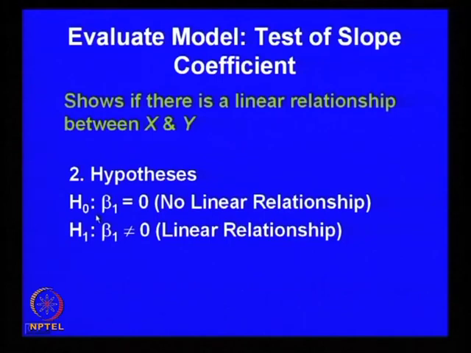So, if H naught is accepted, then we conclude that there is no linear relationship between the regressor variable and the response variable, and we say that x is of little value in explaining the variation in y. Whatever be the value of x, we can estimate y by y bar.